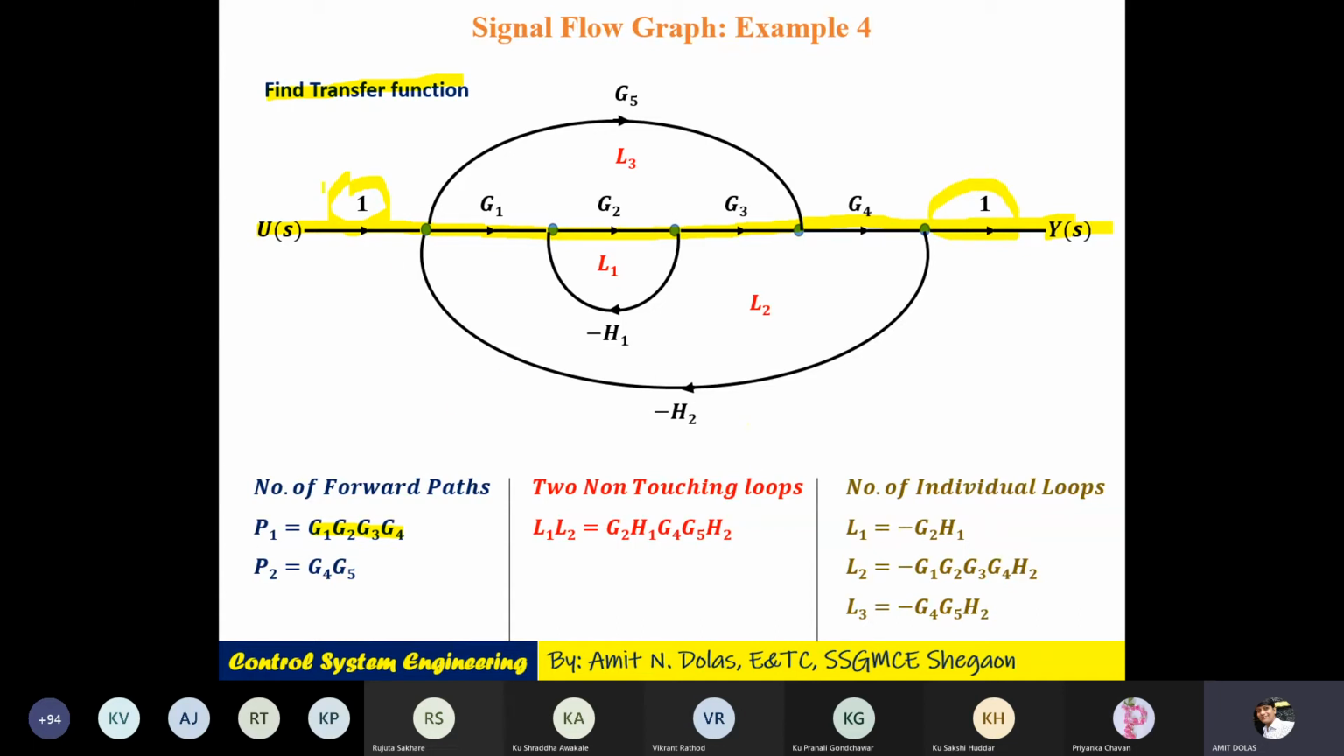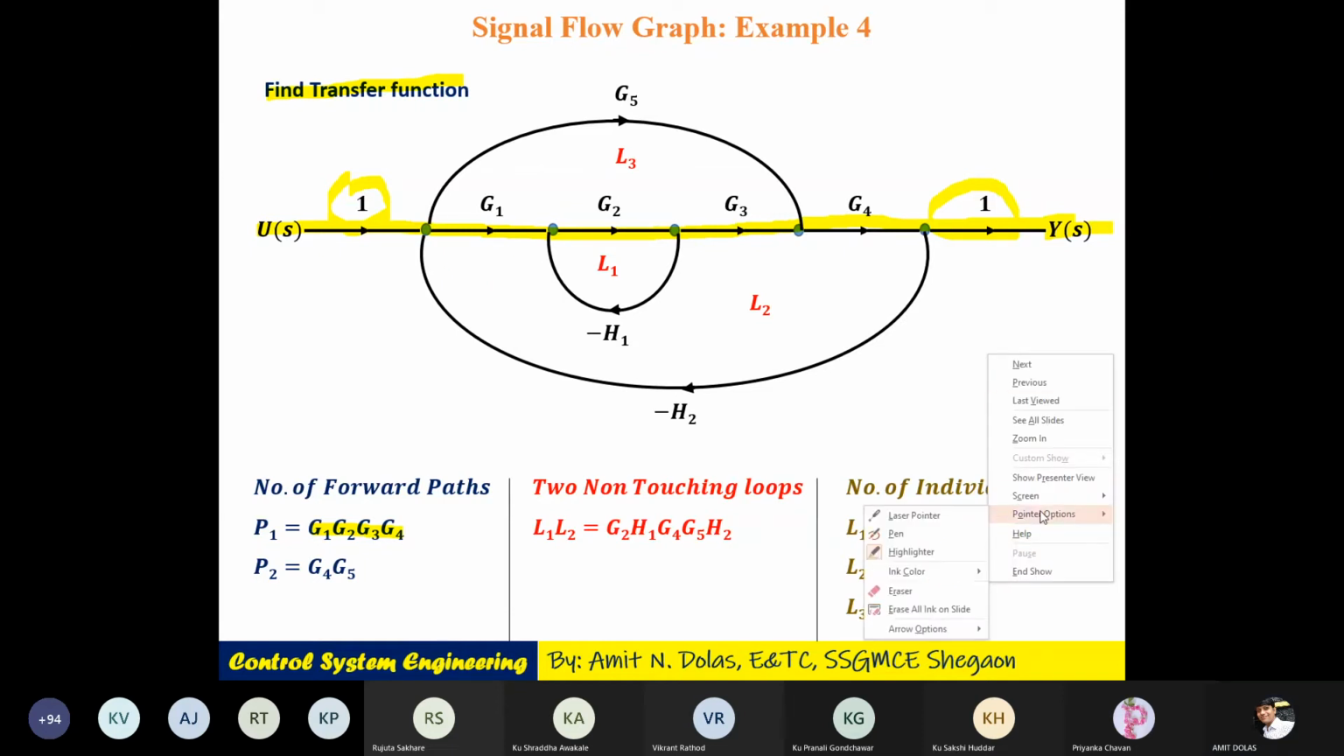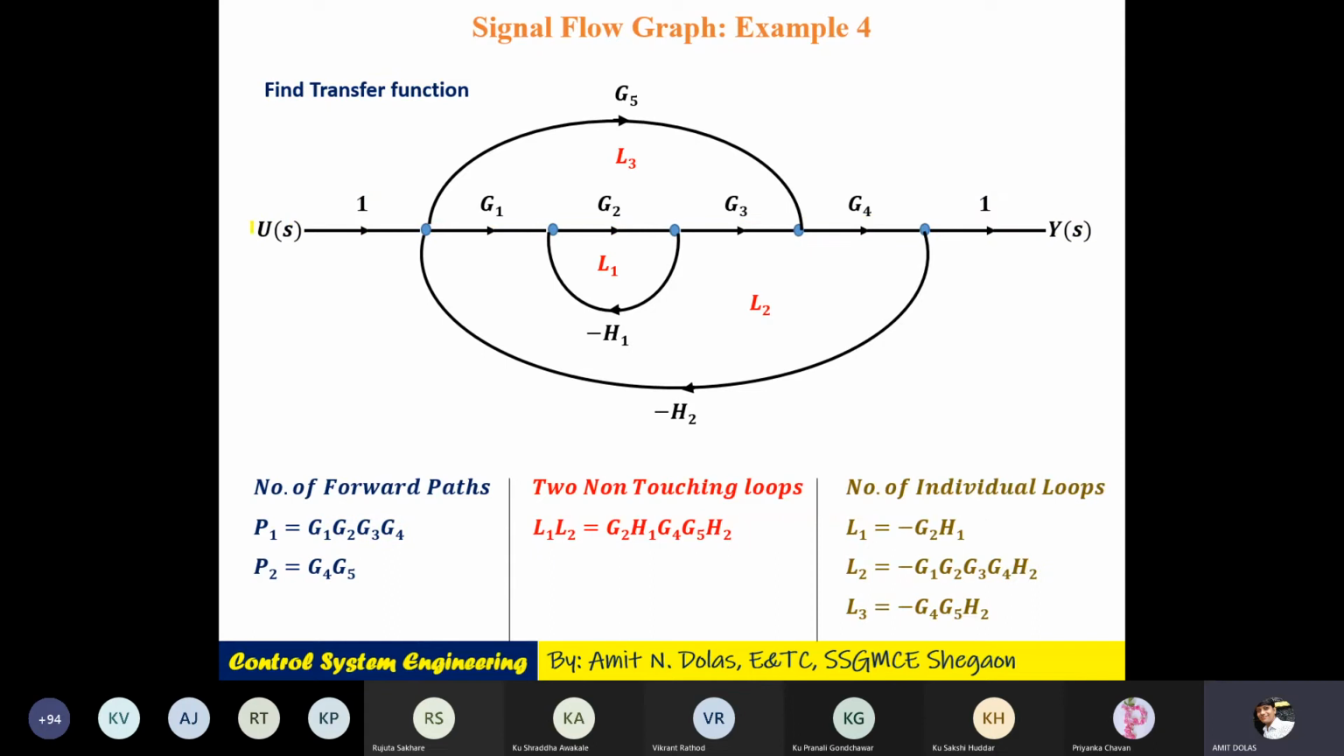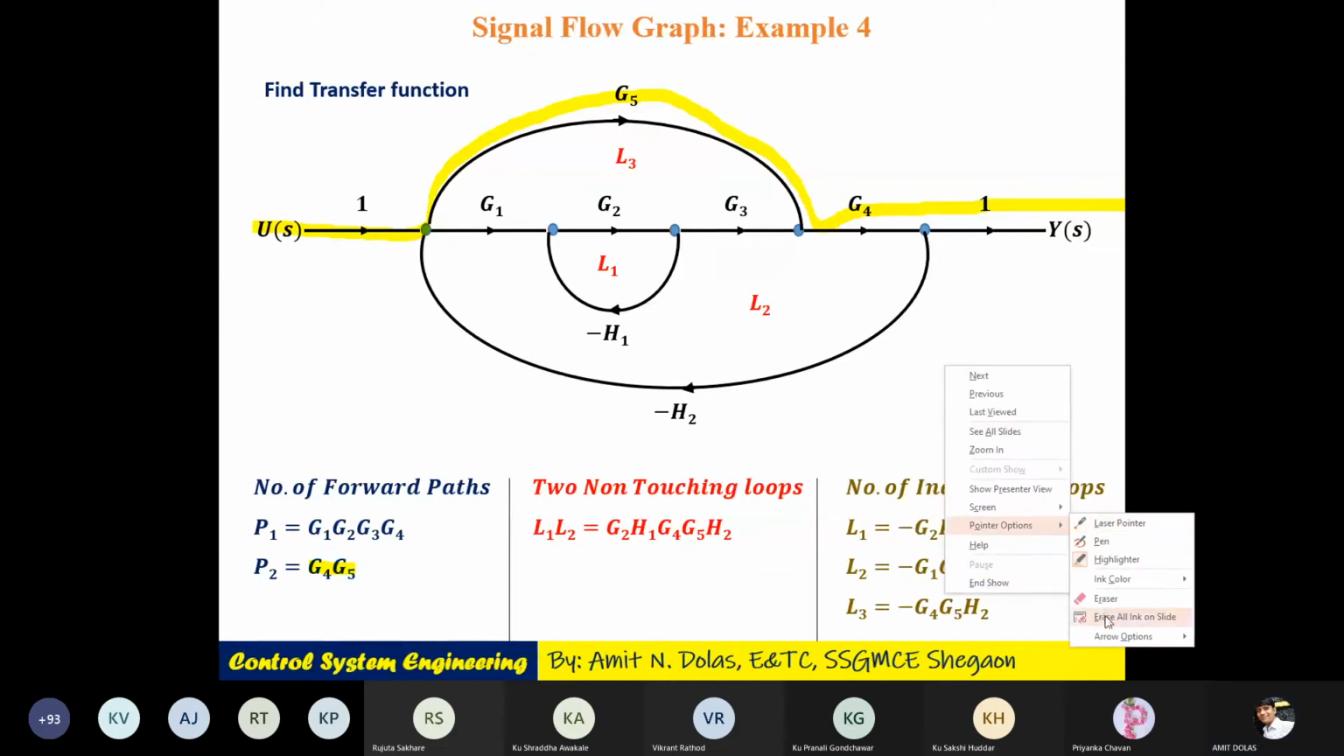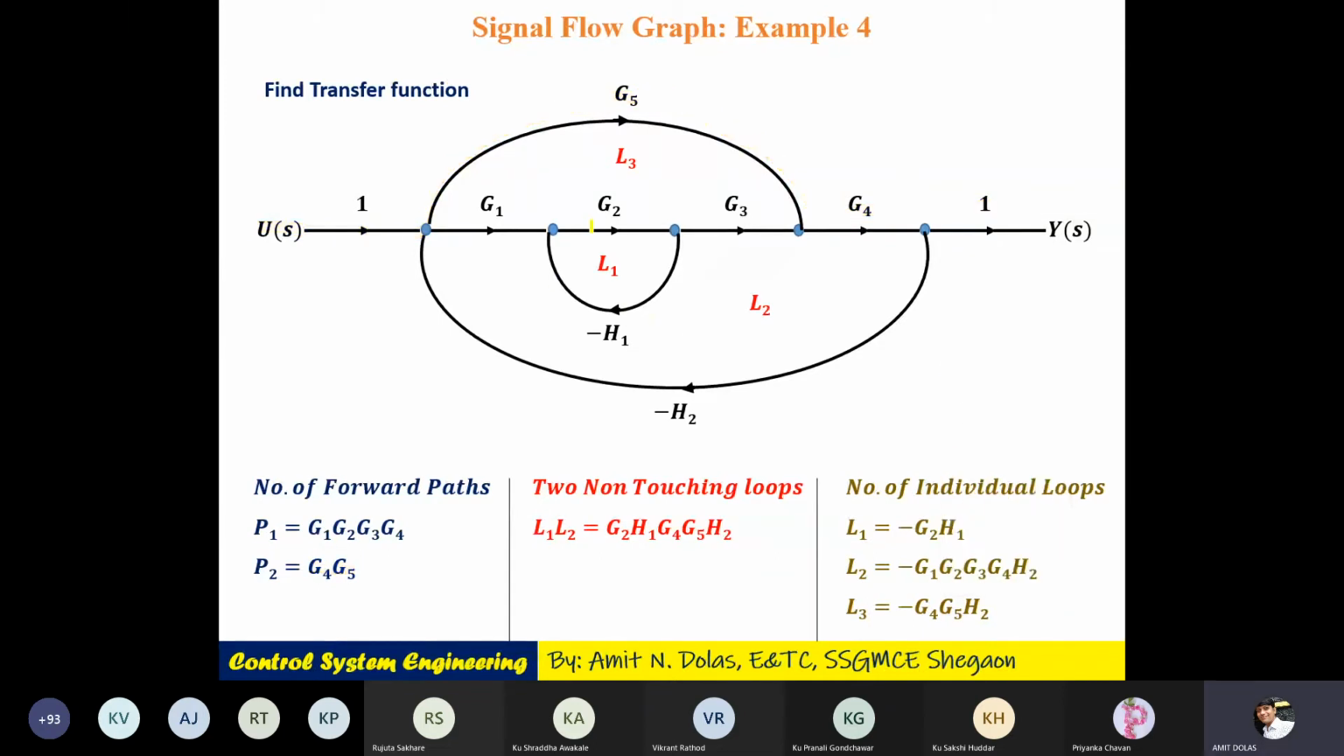Another path is starting at input, going from G5, taking this jump here, then G4 and output. So G5 and G4, I may change the sequence to G4, G5, no worry about it. Then we have to look at the number of individual loops. So let's see that. There will be one loop. I'll say this is L1, which is nothing but G2 and minus H1. So L1 is minus G2 H1.